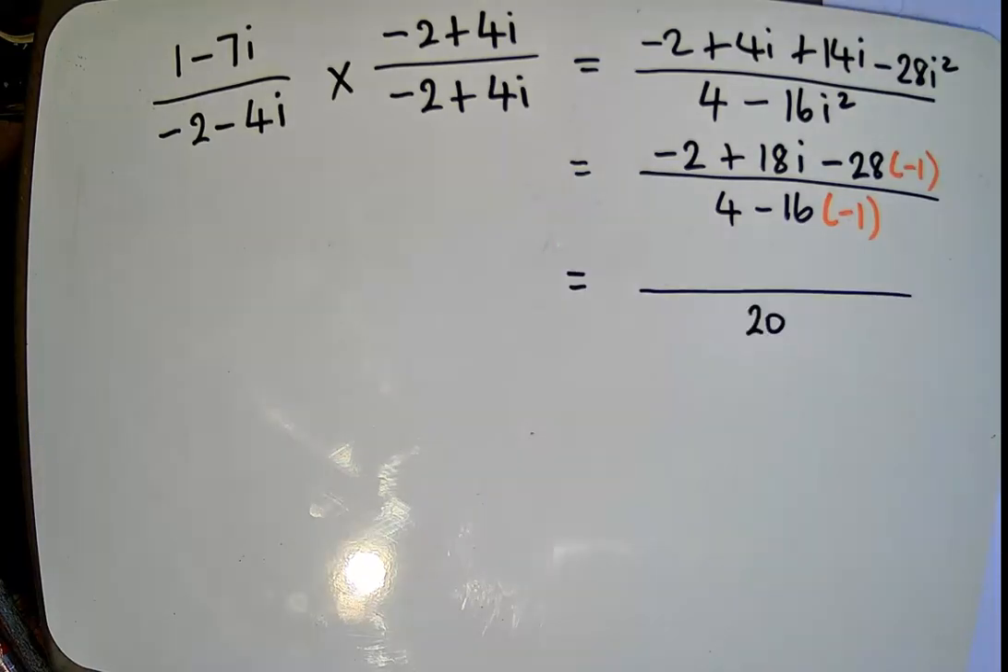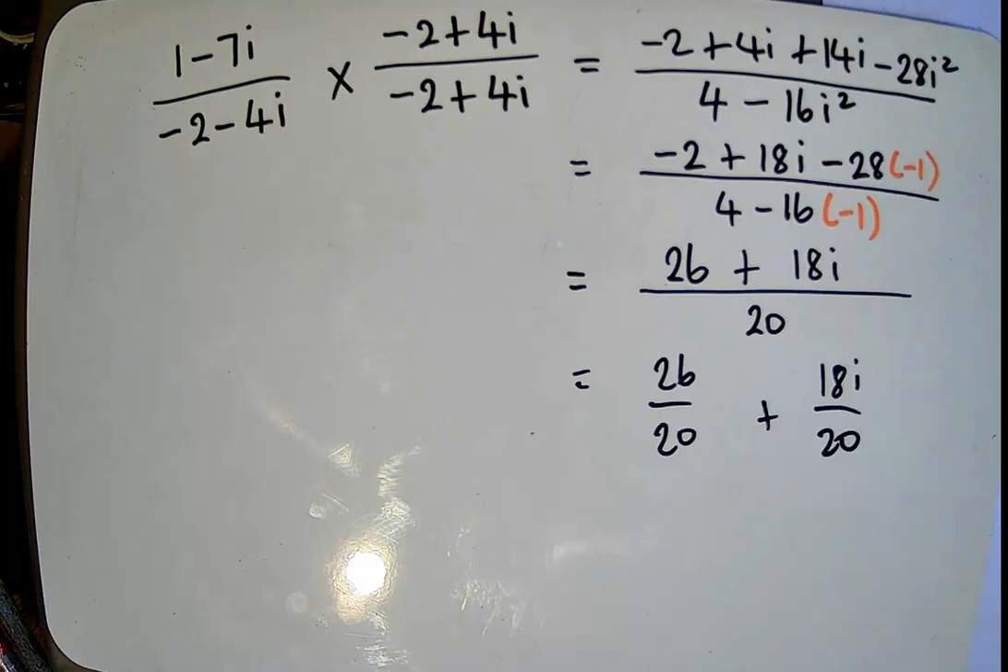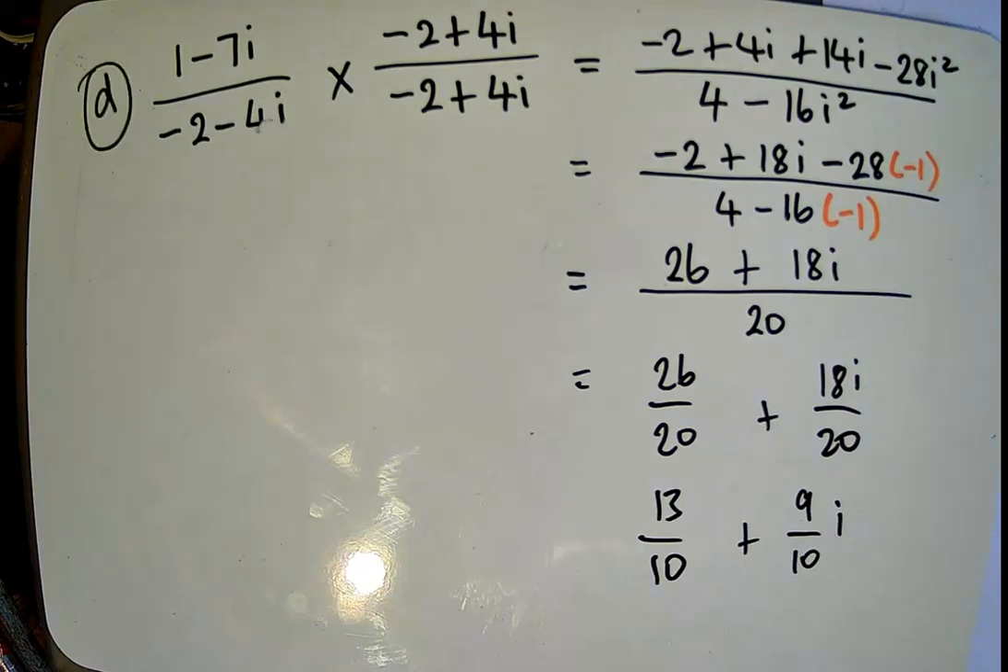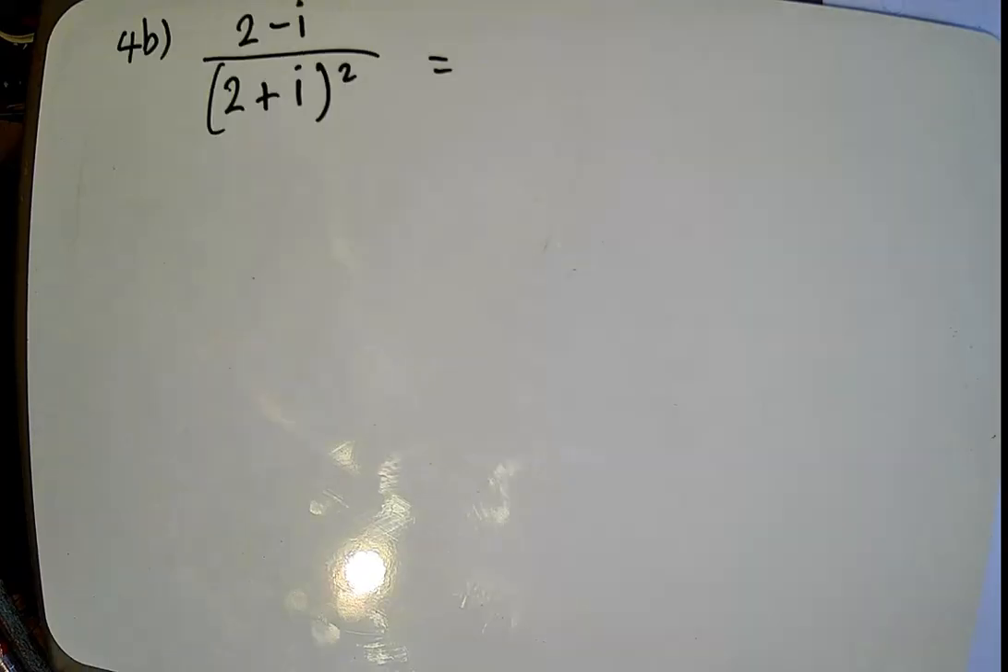So simplifying, we will get 20 in the denominator, 4 plus 16. In the numerator, we'll get a plus 28 on the end. And so plus 28 minus 2 is 26 plus 18i. Next step is to split it. And then we can simplify the fraction by using our calculator. We'll get 13 over 10, and here we'll get 9 over 10i. This was D's example. For B, we are squaring a binomial in the denominator.